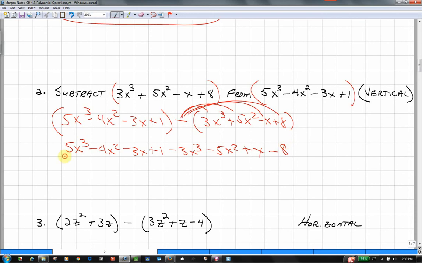I guess I'll go ahead and do that. So I've got 5x cubed minus 3x cubed, that's 2x cubed. Let's look for all the squared terms, a minus 4x squared and a minus 5x squared, that's minus 9x squared. Minus 3x plus an x would be a minus 2x. And then lastly, I have plus 1 minus 8 would be minus 7.